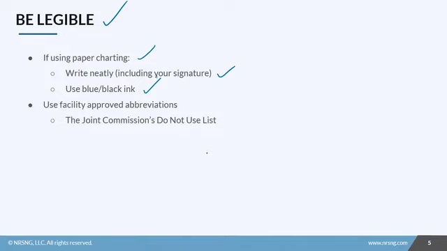Also, when we're talking about documentation, we want to talk about using abbreviations that are either facility approved or Joint Commission approved. The Joint Commission has something called the Do Not Use list. There's a link attached to this lesson for it, so go check it out. Some abbreviations can be confusing, so you want to avoid confusion by not using abbreviations that are on this list, or abbreviations that could potentially be misunderstood. If you're concerned about something not being clear, just type it out or write it out.